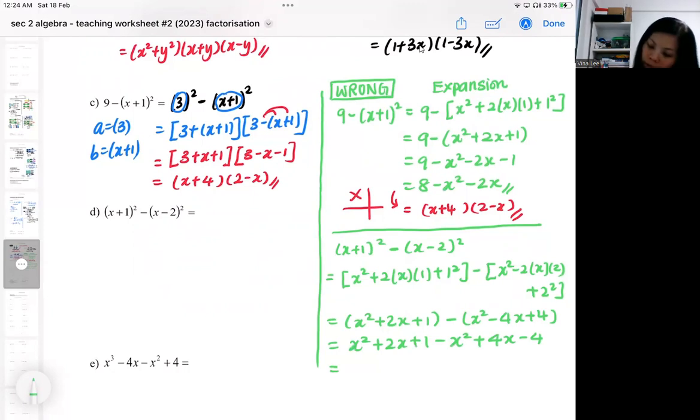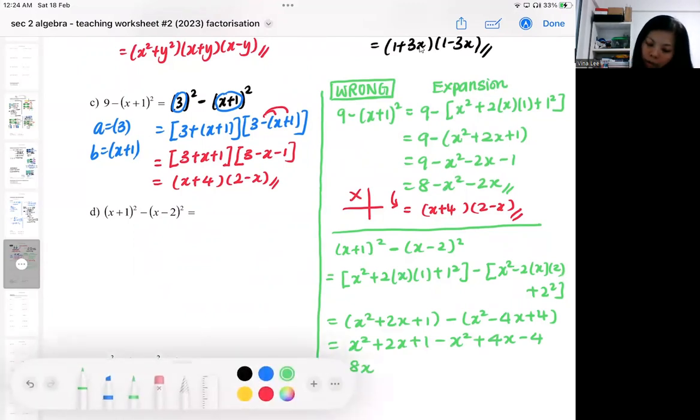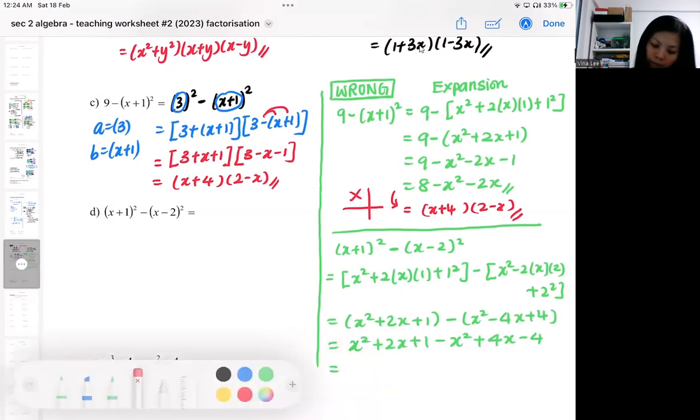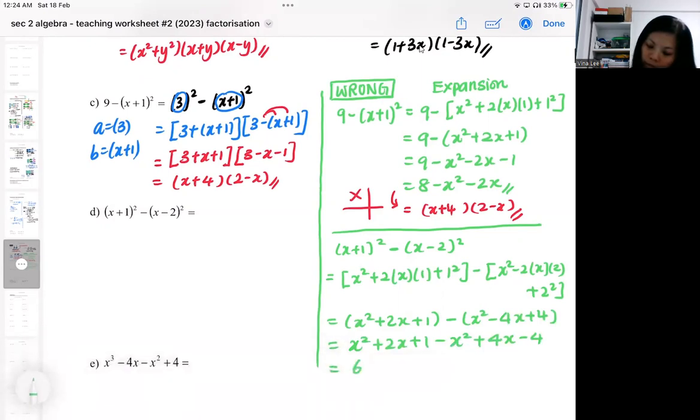So you will get... no, sorry. You will get a 6x. You will get a 6x minus 3. So until here, the student will be wrong because the student never factorized. But the student actually can continue and factorize. Then that will be correct.